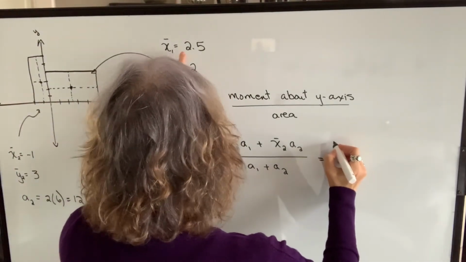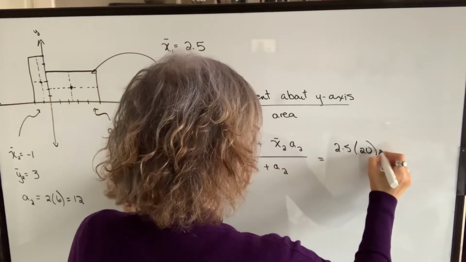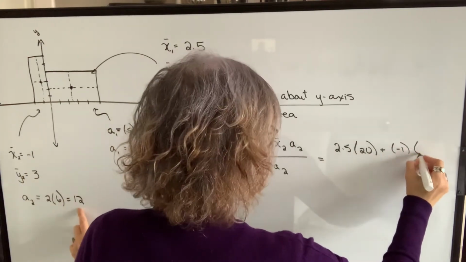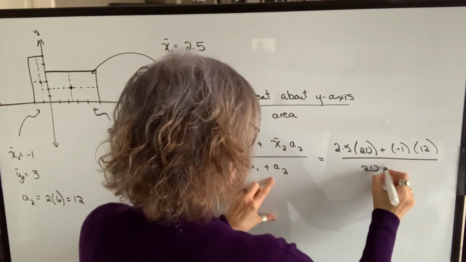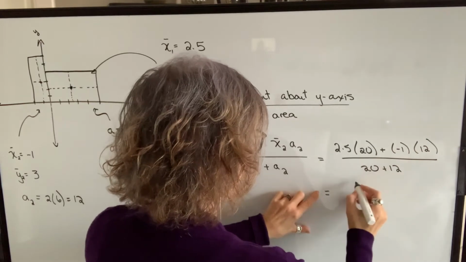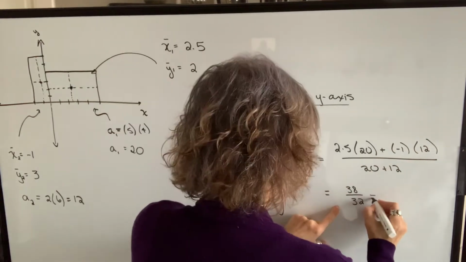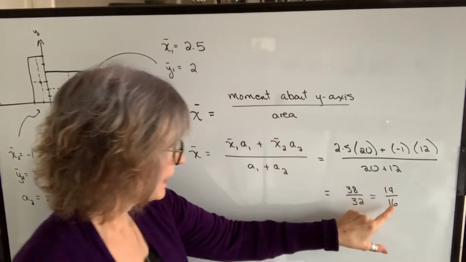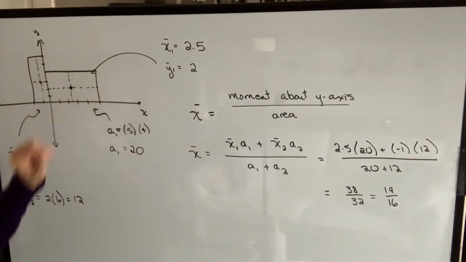So I will get 2.5 times 20 plus -1 times 12, divided by the total area, which is 20 plus 12. So I'll get 50 minus 12, which would be 38 over 32, which is 19 over 16. That will be the x-coordinate of the centroid for this whole shape.